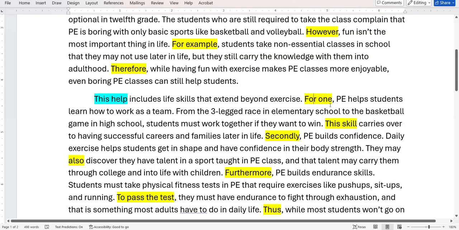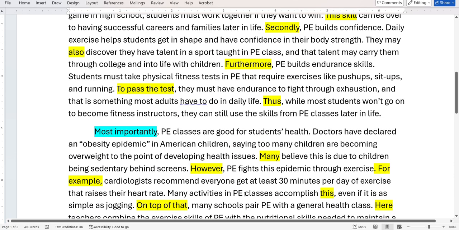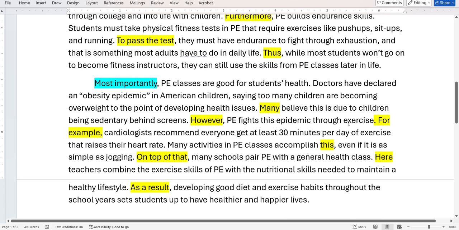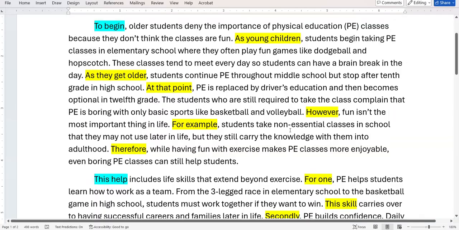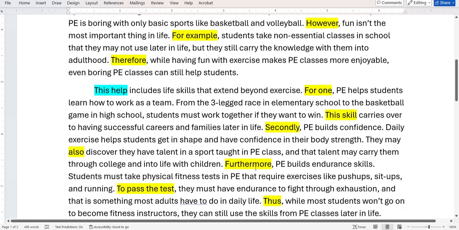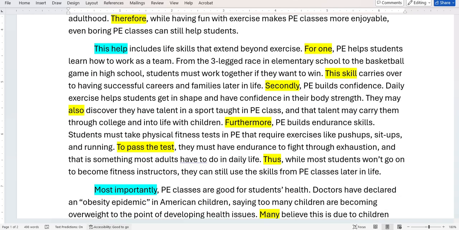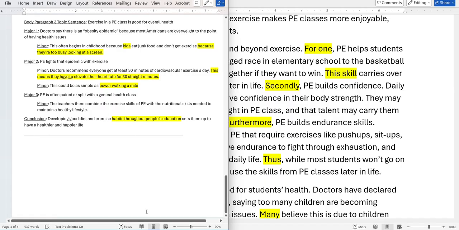Then again, I'm introducing for one, secondly, furthermore, thus, however, for example, many, here, as a result. And then I have signaled that my most important point is in this last body paragraph. So I'm switching between those ideas as well. So I just wanted to point that out, show you what it looks like in action, because these phrases weren't on the outline version that I had done from the other videos that's here.